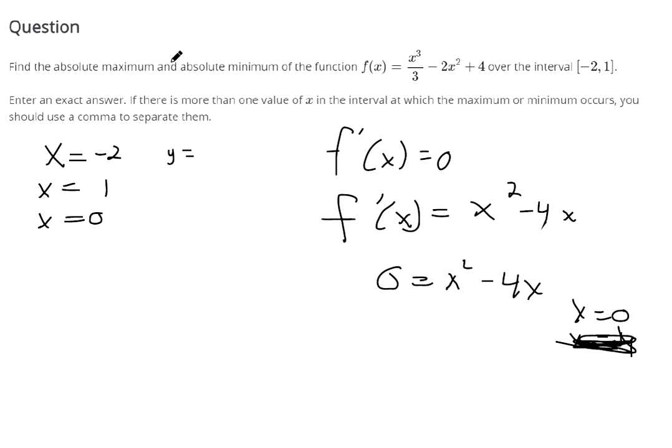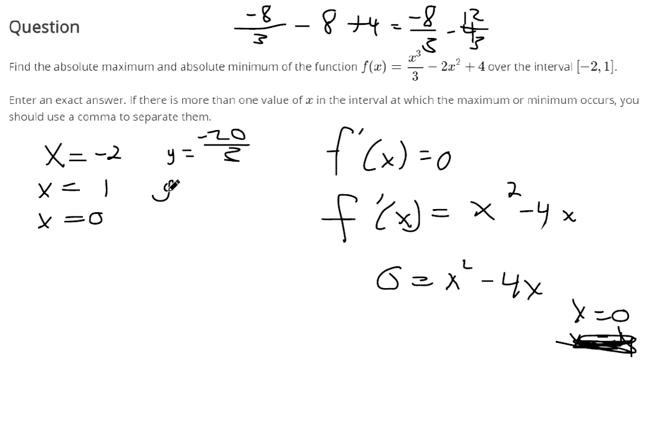Okay, if you plug in x equals -2, then -2 cubed is -8. If you plug in -2 here, -2 squared is 4, so 4 times 2 makes 8. And then if we simplify, that's -8 over 3 subtracted by 4. So it's -8 over 3 subtracted by 12 over 3. So it's -20 over 3. Okay. So that might be a minimum.